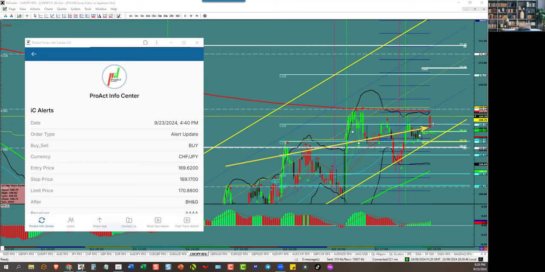All right. So I had to break that. There's the trade. I mean, I did it a long time ago, 3 hours ago, almost 4 hours ago. Well, more than that. 4 hours plus ago, I put this in.